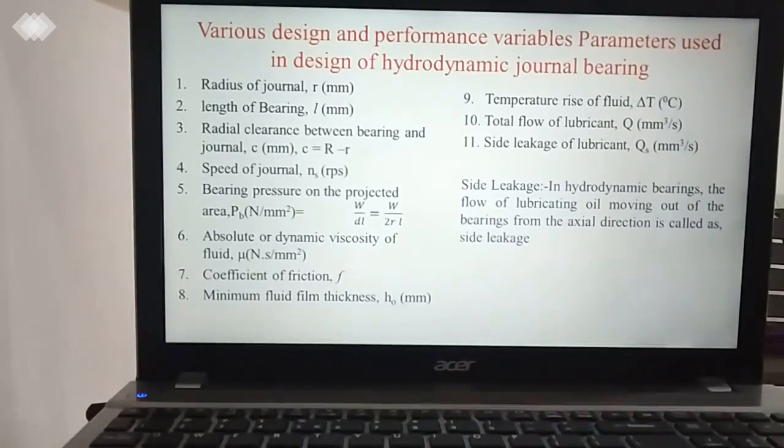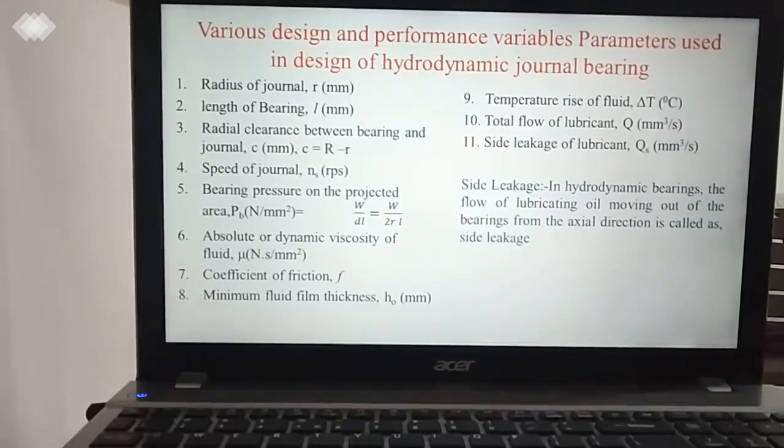Then bearing pressure on projected area is pp, Newton per mm square. It is W, load, divided by area. Area is dl, or we can write 2W divided by 2RL. Then absolute dynamic viscosity of fluid is mu, Ns per mm square.